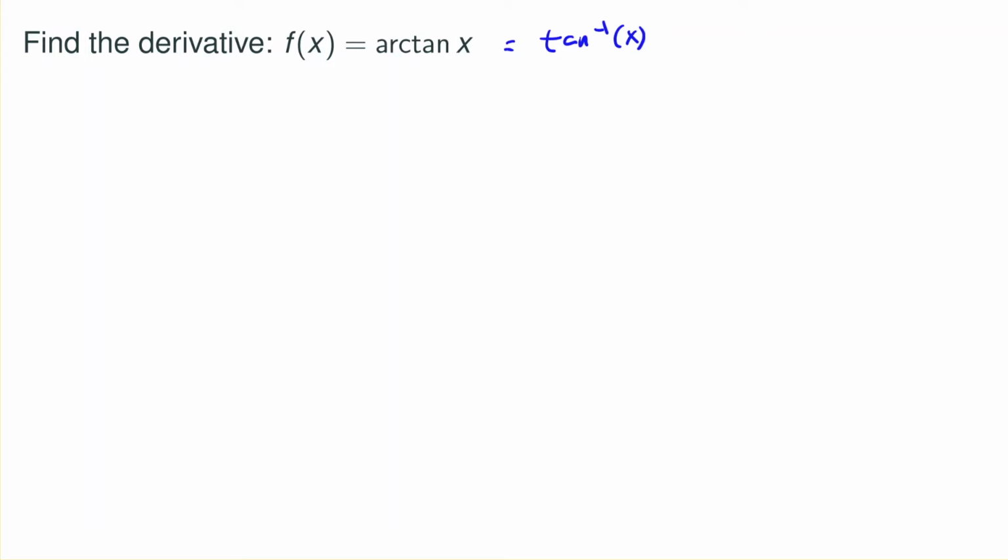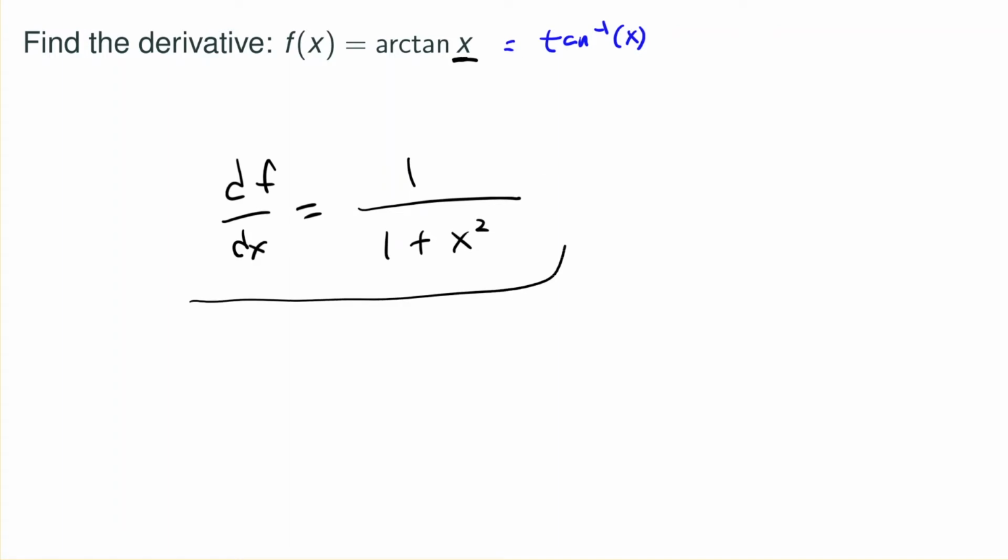So derivative of this is 1 over 1 plus x squared, the argument squared. And of course, if argument is not just x, for example, let's say argument was x to the cube, then we do have to apply the chain rule. But here, chain rule is not necessary because argument is just x.